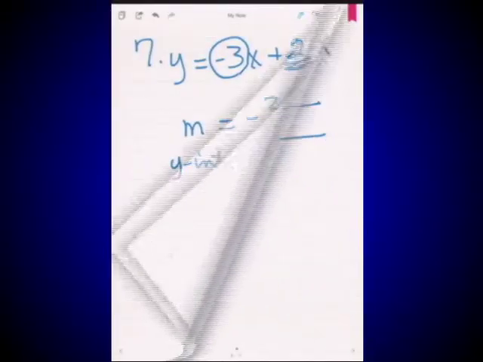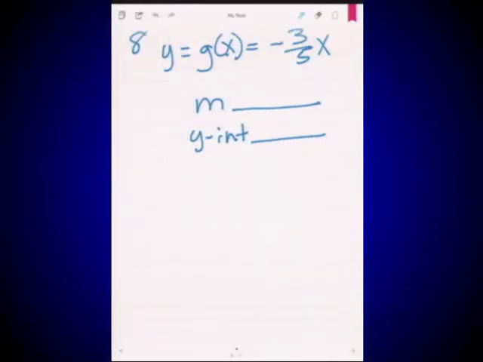And our next problem is going to be y, or g of x in function notation, equals negative 3/5 x. It's pretty easy to get the slope, isn't it? It's the coefficient of x. But the y-intercept, I don't see a number out there. What does that mean? Well, if there's nothing there, it could be because we're adding nothing, correct?